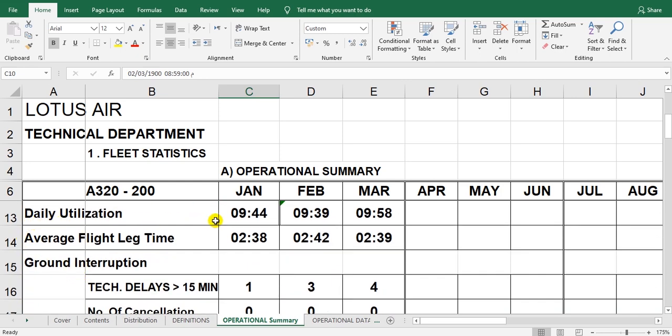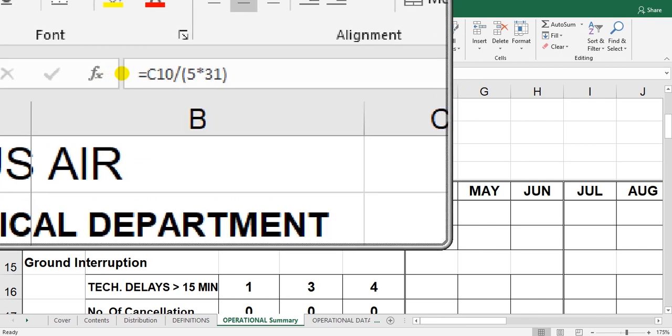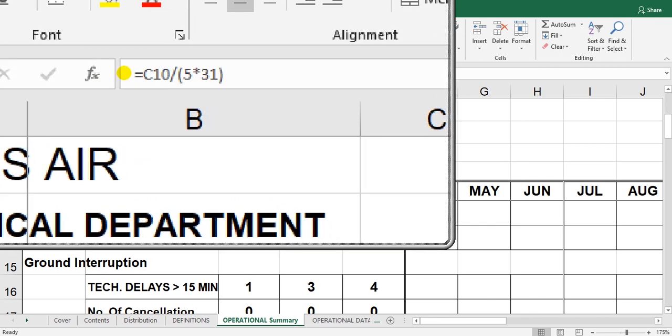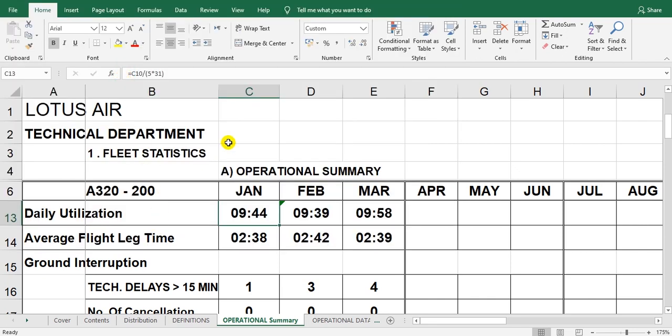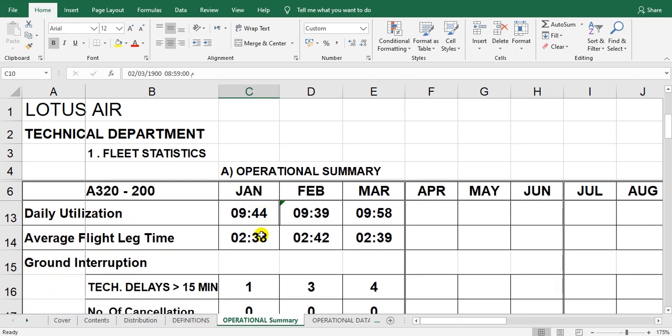Next step, daily utilization here. Look here, you divide C10, the cell C10, over 5 multiply 31. Okay, C10, what is C10? This is C, and this is 10, revenue, not total, revenue. Okay, this is the daily utilization for the 5 aircraft. We will explain daily utilization for every aircraft alone.